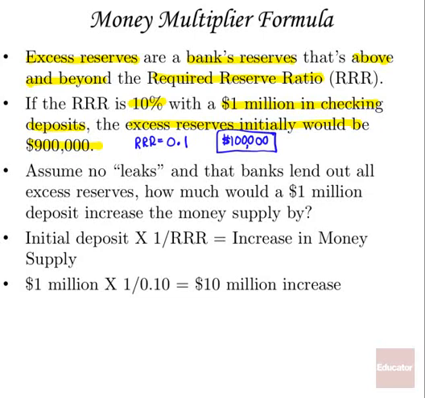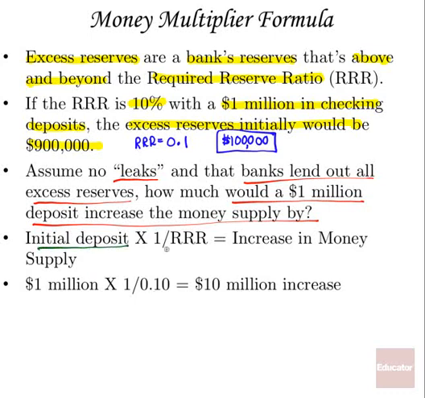So again, this is where assumptions are made: assume no leaks and that banks lend out all excess reserves. How much would a $1 million deposit increase the money supply by? The way you work this out, the formula, is you take the initial deposit times 1 over the RRR, and then you get the increase in money supply. So $1 million times 1 over the RRR is going to equal a $10 million increase.